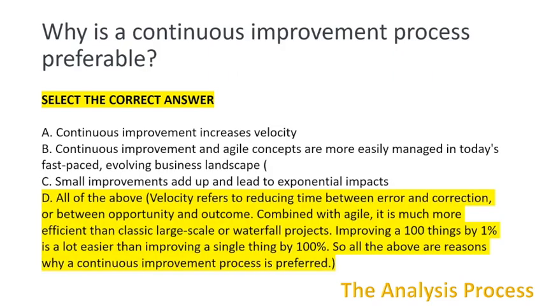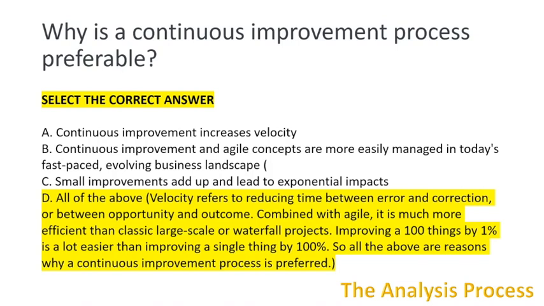Why is a continuous improvement process preferable? A. Continuous improvement increases velocity. B. Continuous improvement and agile concepts are more easily managed in today's fast-paced, evolving business landscape. C. Small improvements add up and lead to exponential impacts. D. All of the above.